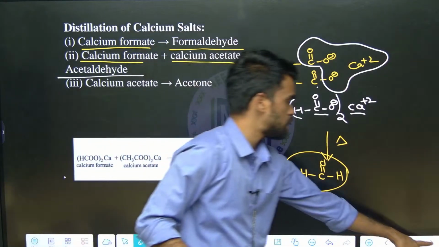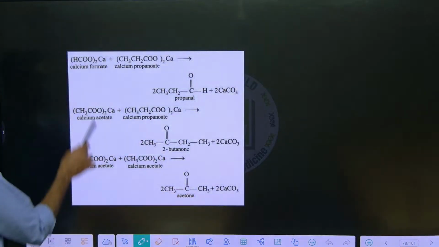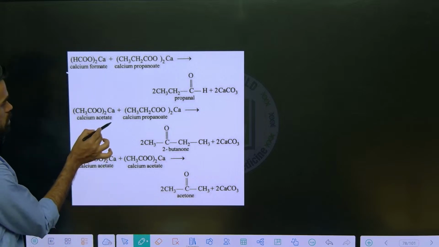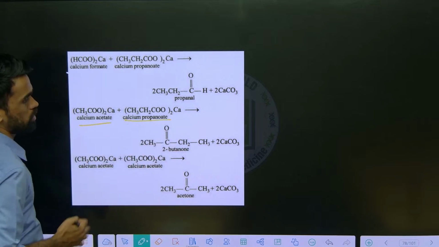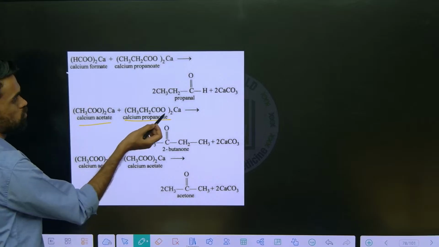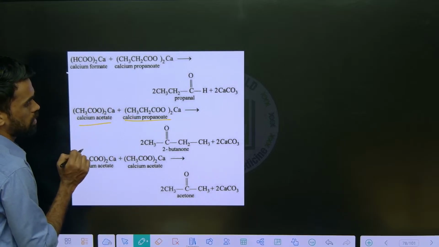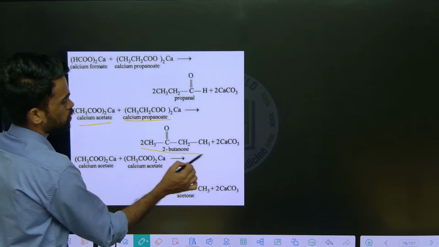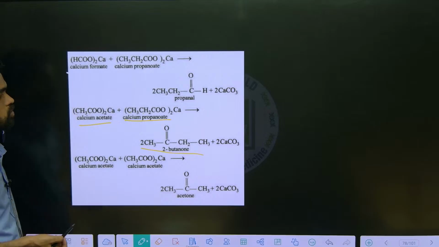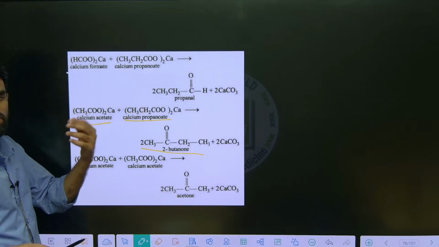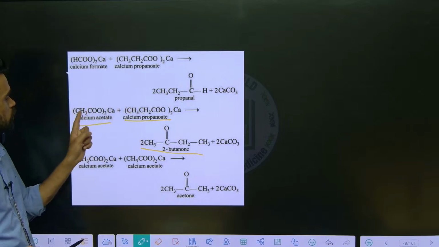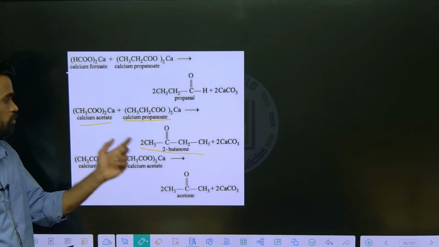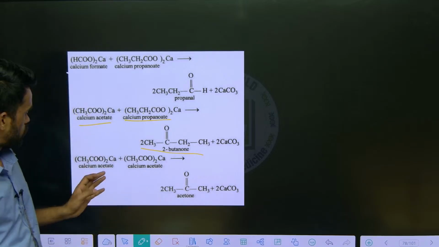Okay, on the next page I also have a few more examples. See here, calcium formate and calcium propionate we already discussed. And if you see calcium acetate plus calcium propionate, what we need to do is just remove the CO3 part from here, and it gives you CH3COCH2CH3. So 2-butanone is produced. Just remove the CO3 part, the remaining one will be 1, 2, 3, 4. So 4 carbons will be present in the product. Okay, hope the discussion is clear.